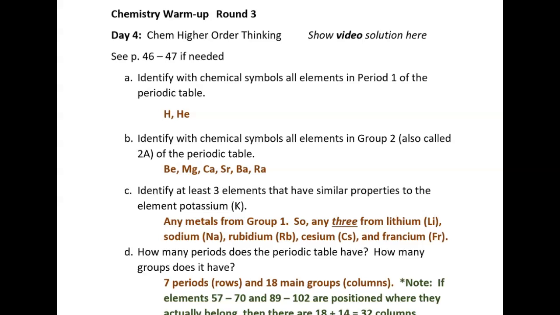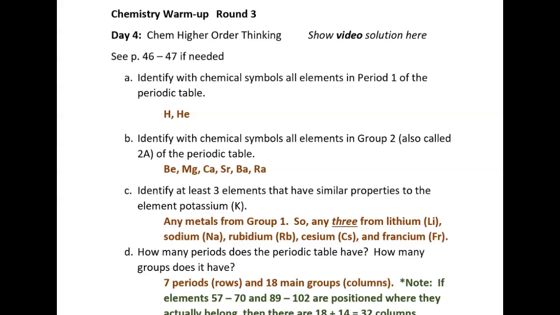Question B, identify with chemical symbols all elements in group 2 of the periodic table. Some periodic tables call group 2 group 2A. It's the second column on the periodic table. Starting at the top and going down that second column, we have beryllium, magnesium, calcium, strontium, barium, and radium. The question asks for the symbols, so you see them on the screen.